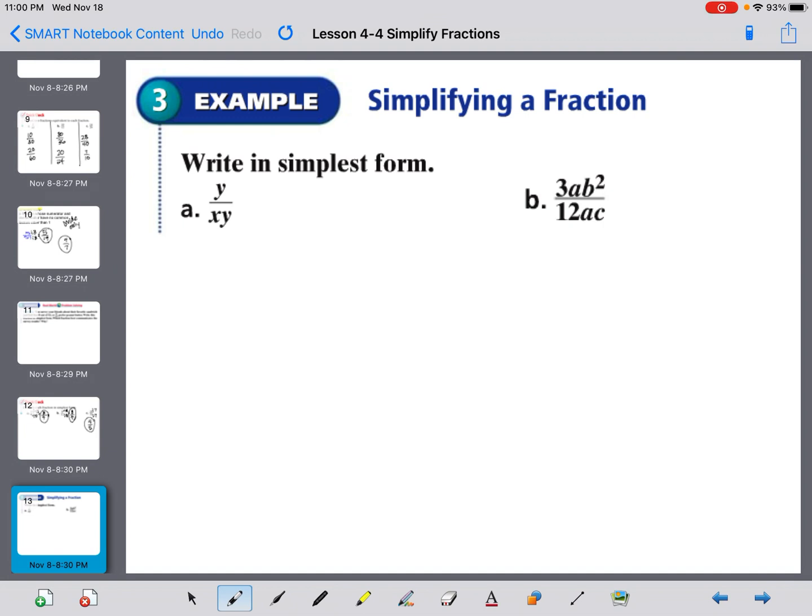So you might have been thinking, what is this fraction lesson doing here in the exponents chapter? Which is a good question, and I'm here to show you why.